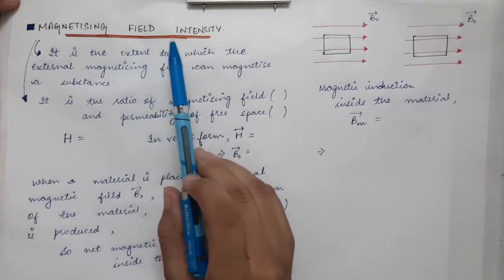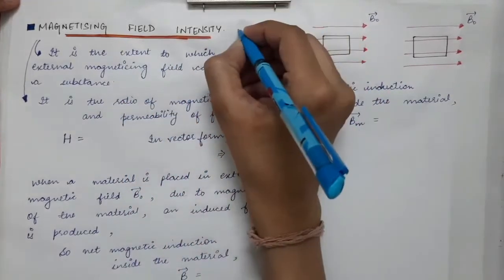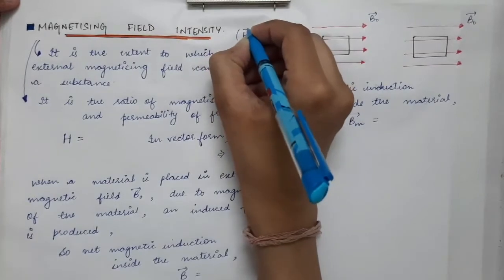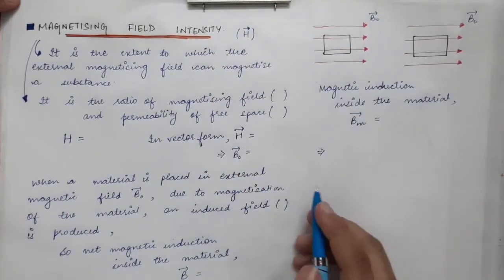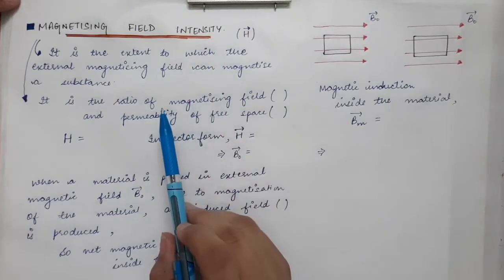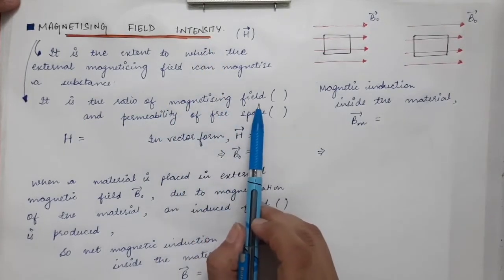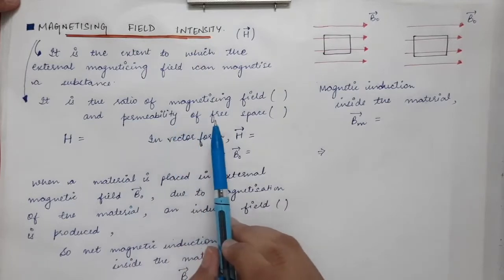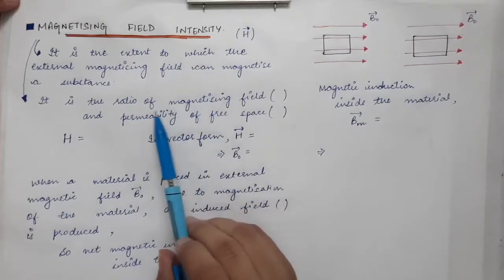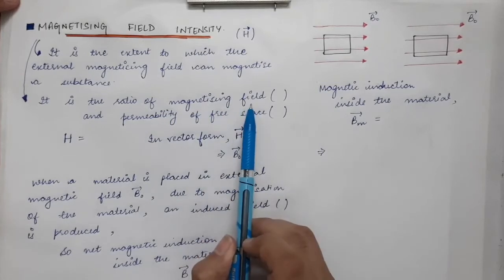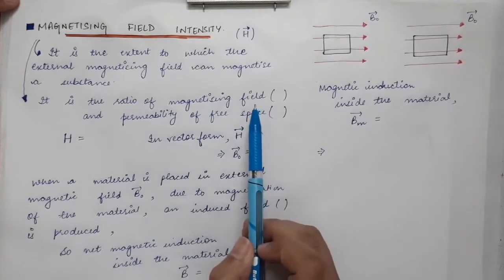And magnetizing field intensity is represented by H vector. So it is a vector quantity. And it is defined as the ratio of magnetizing field and permeability of free space. So what is the magnetizing field? This is just the magnetic field that we generally talk about.